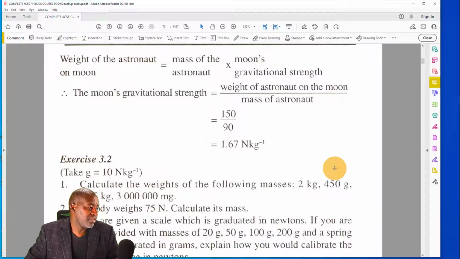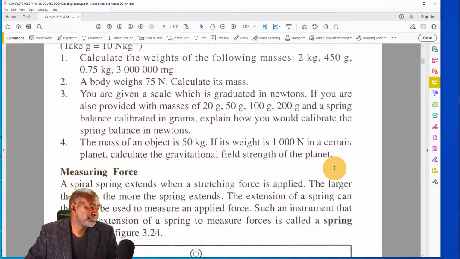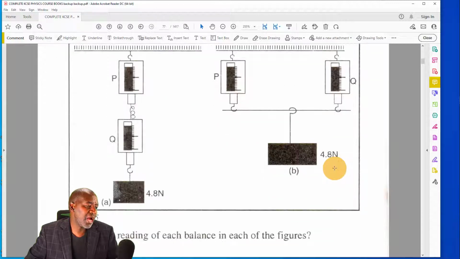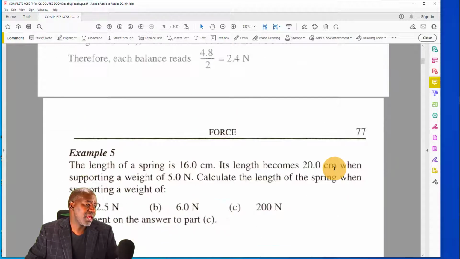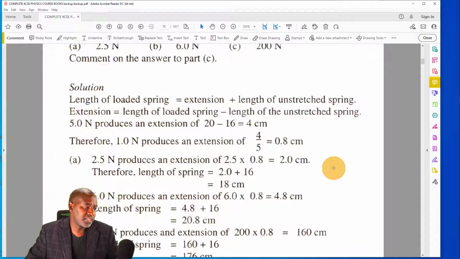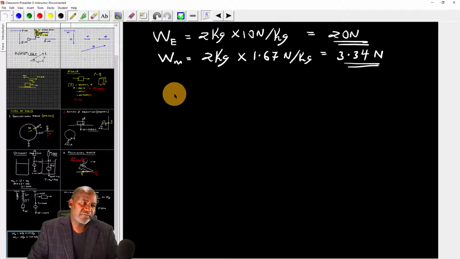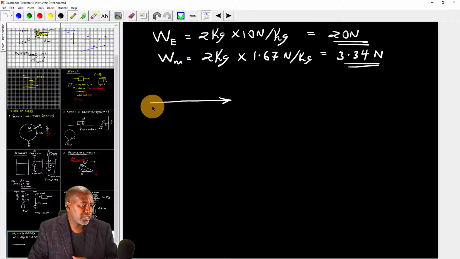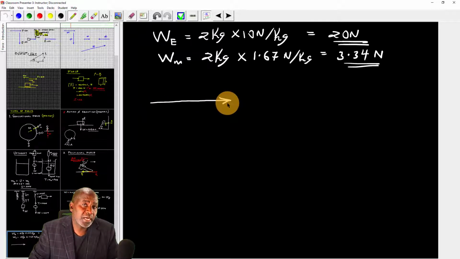Now, that point brings me to measurement of force. I've already mentioned how we measure forces. I want to go straight to the vector nature of forces. A vector is a physical quantity which has magnitude, which is represented by the length of this arrow, and it has direction. That is what a vector is.